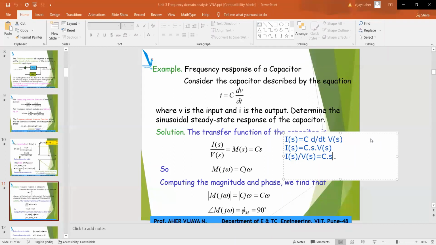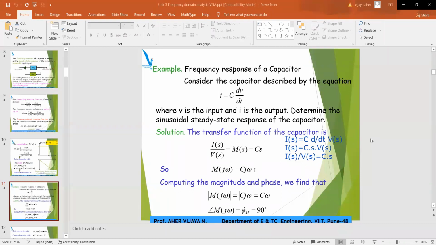Now, in frequency domain analysis, we have to replace this S by j omega. So M of j omega is equal to C into j omega. You have replaced S by j omega in frequency domain analysis. That's it. Now compute magnitude and phase. So after getting the equation for transfer function for capacitor, the equation in frequency domain analysis is M of j omega is equal to C into j omega.